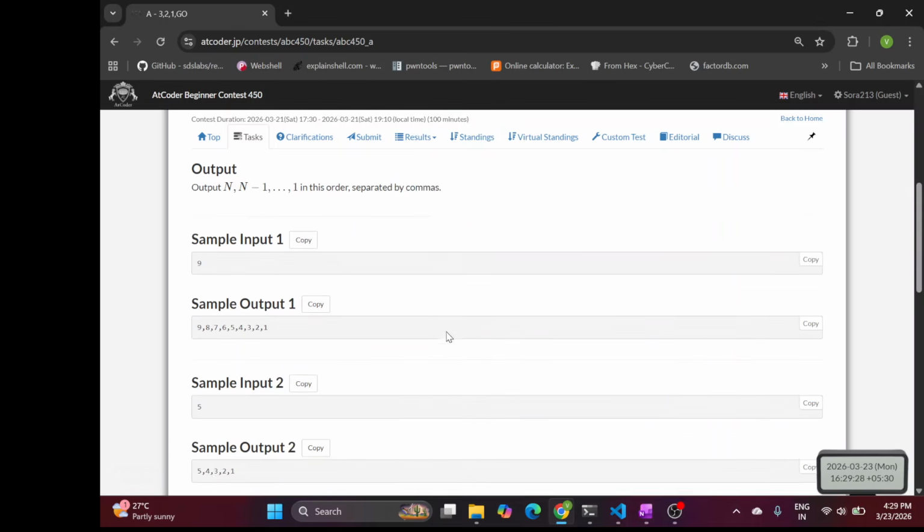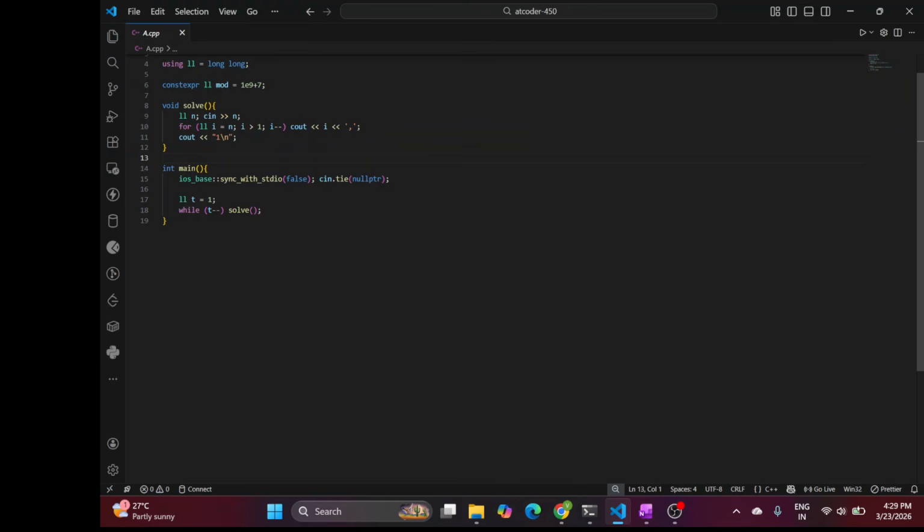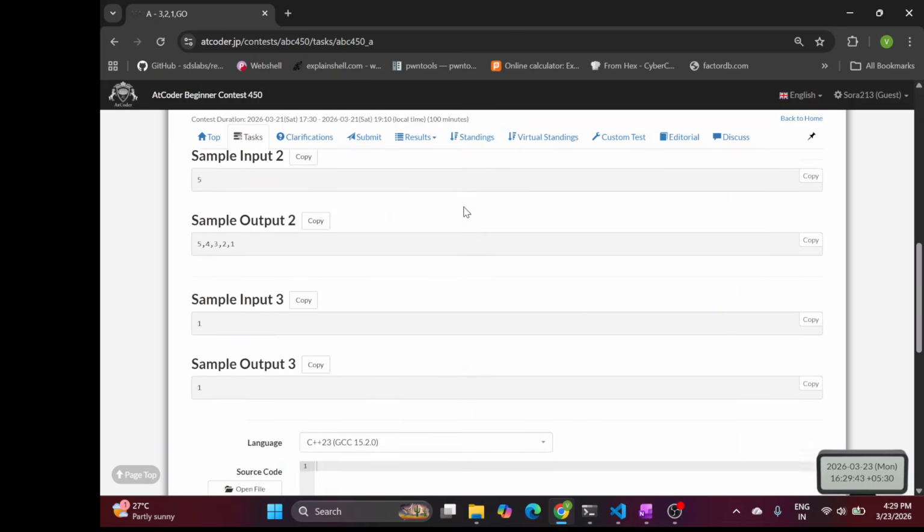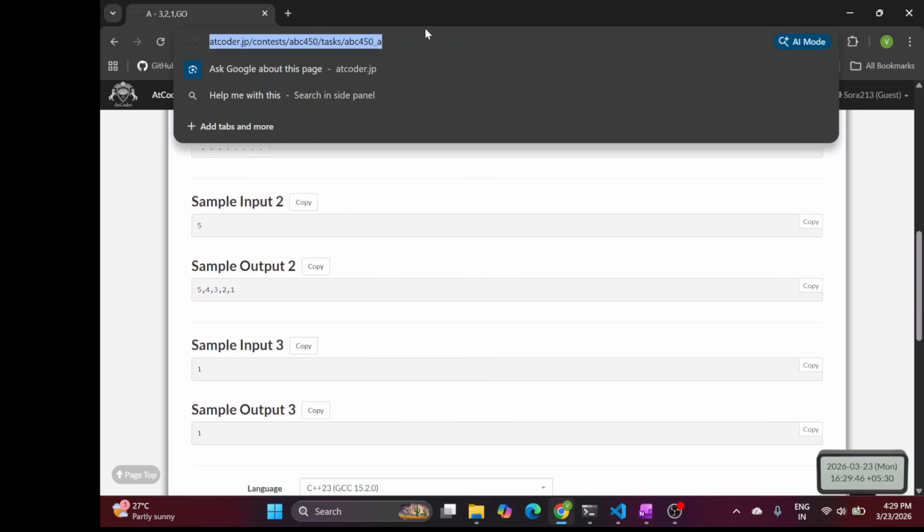So let's directly jump to the code. All we do is a for loop from n down to 1 and print them with commas, and finally we print 1, and that's all for the first question. So yeah, let's go to the second question.